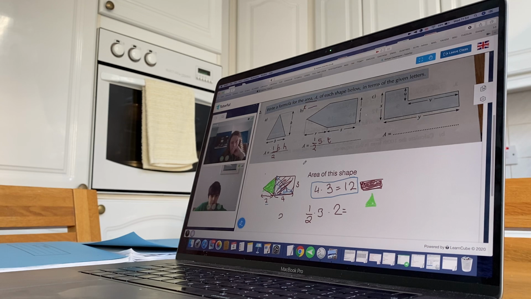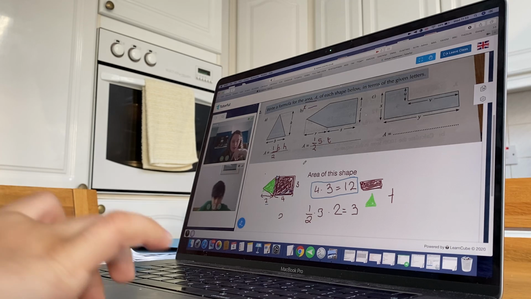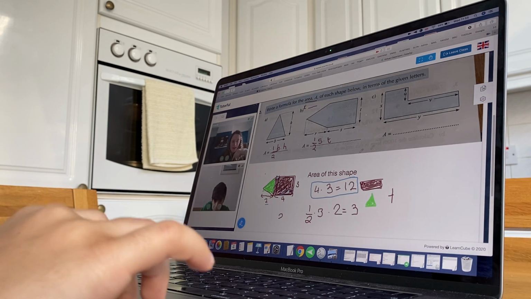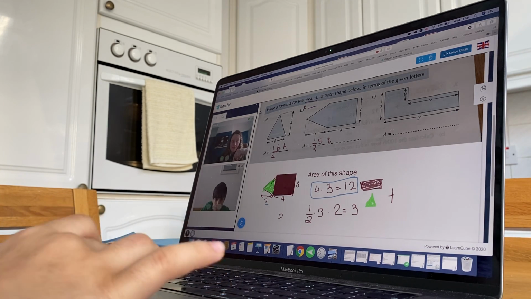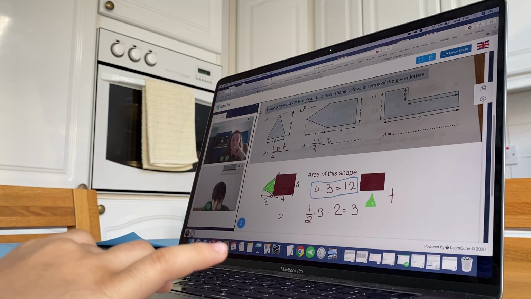That's 3, because 6 divided by 2. You just half it. Okay, so now the total area of that shape combined is the square plus the triangle. The brown square plus the green triangle. I don't know why I'm colouring it in, because I've got the actual shapes, which I should be able to draw. There we go, that's nicer.